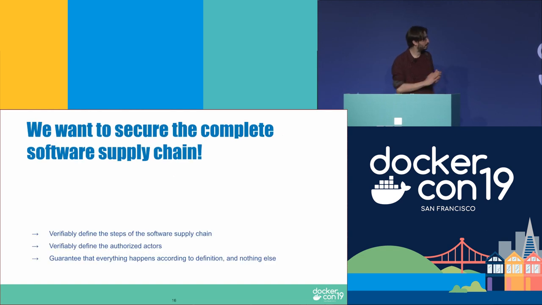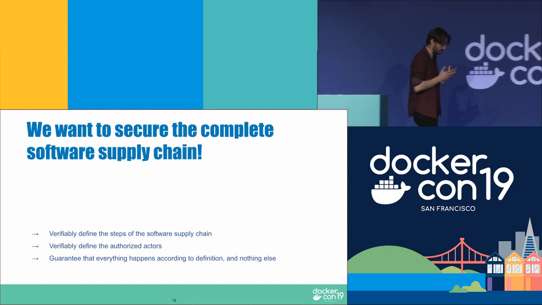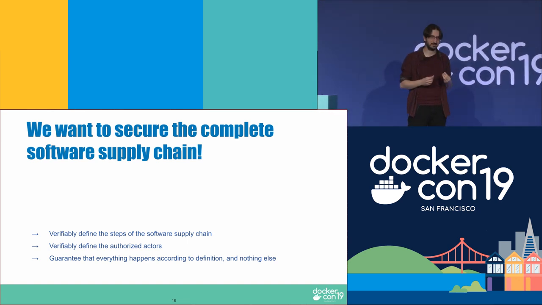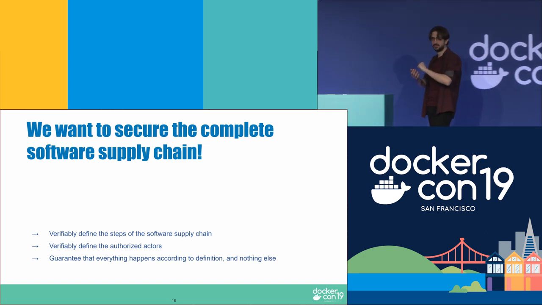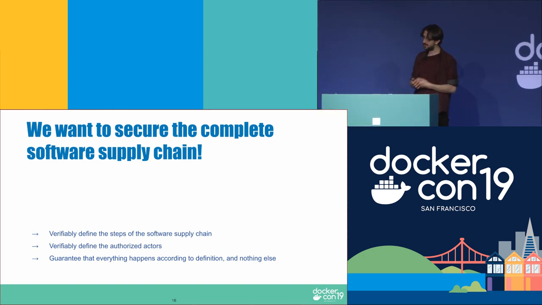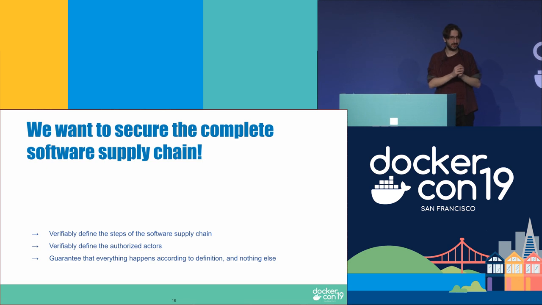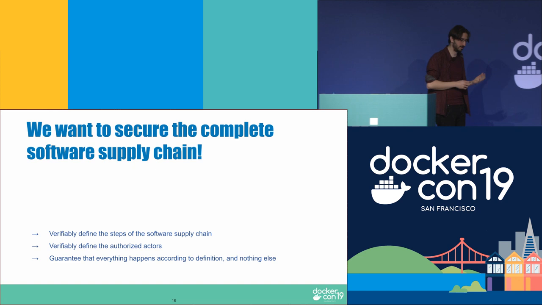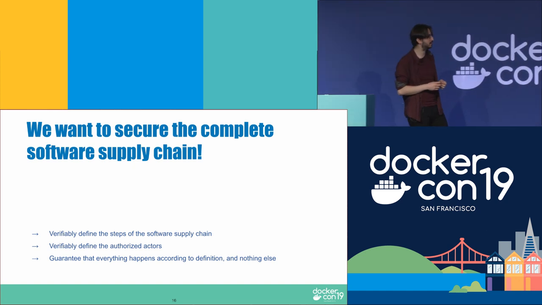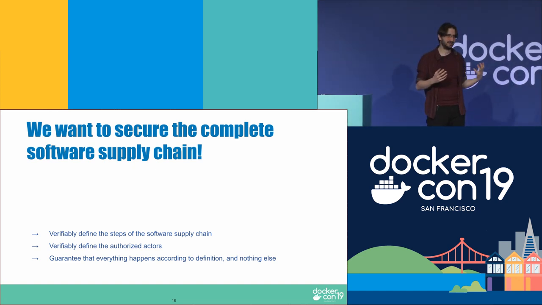So the question that we want to re-ask and reframe again is, we want to fix the software supply chain as a whole. We don't want to just take point solutions and call it a day. And the reason why is because, well, we want to make sure that these point solutions are in place. I'm part of the in-toto project, so full disclaimer.